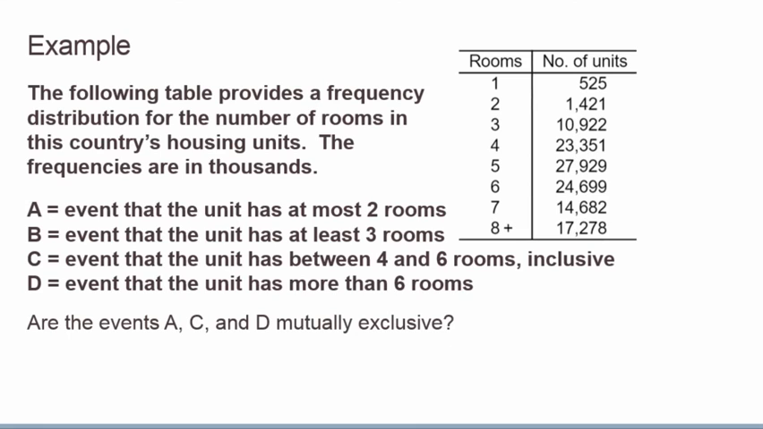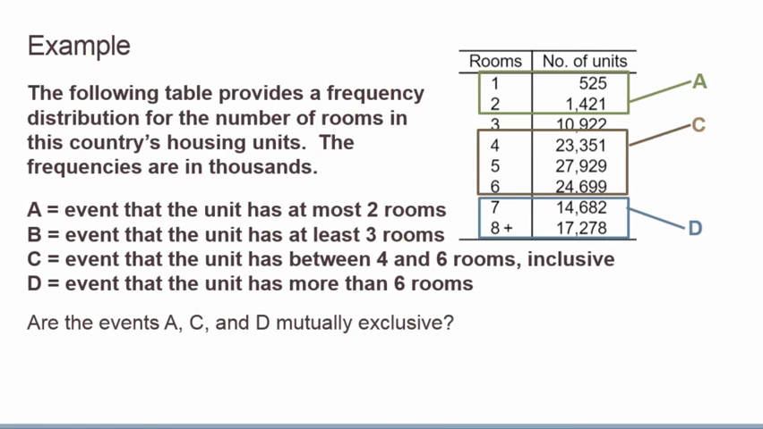Continuing, are the events A, C, and D mutually exclusive? A is at most 2 rooms. C, 4 and 6 inclusive. D, more than 6 rooms. A and C have nothing in common. A and D have nothing in common. C and D have nothing in common. Are the events A, C, and D mutually exclusive? Yes.